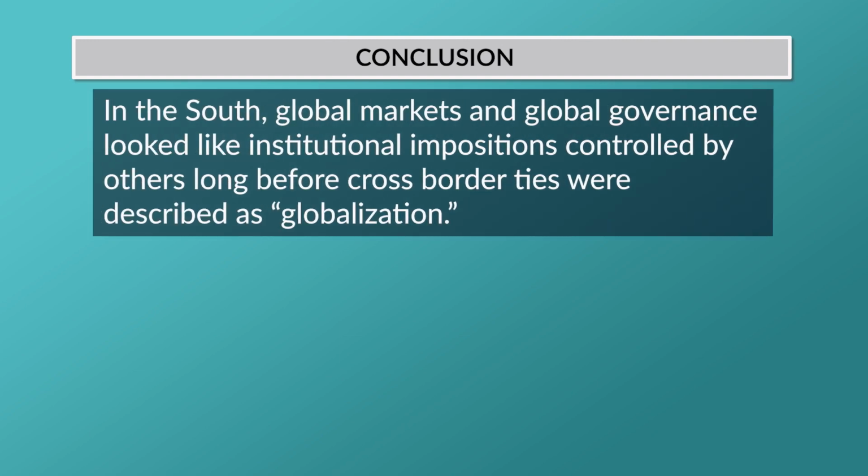In the contemporary Westphalian state model, the relationship between the state and economy can no longer be confined to the nation-state level. With the emergence of a multi-level governance structure, the relationship between state and economy has also taken transnational positions. The multi-level dynamics of state and economy play themselves out in different ways in different regions of the world. In the South, for example, global market and global governance looked like institutional innovations controlled by others long before cross-border ties were seen as globalization.